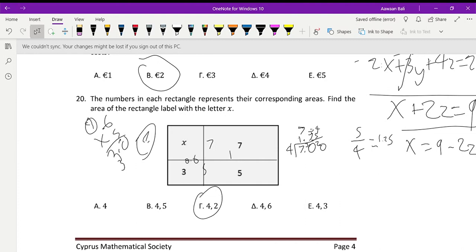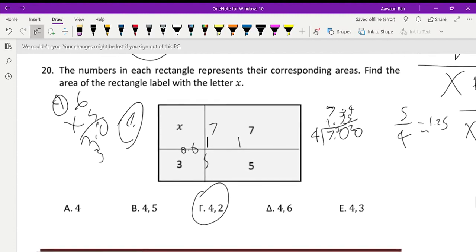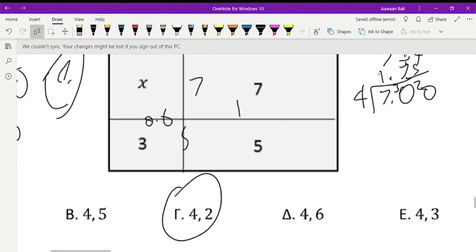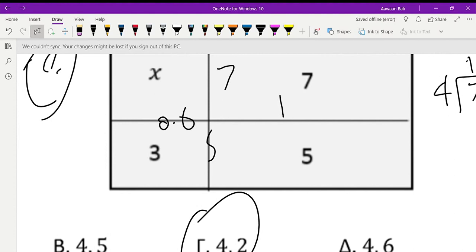But before we go to this new paper, here's the question with the answer that we didn't manage to solve last time and we can solve now. Here it says the numbers in each rectangle represent its corresponding areas. Find the area of the rectangle labeled letter X. Again, the sides have to be common factors. So let's just say we have 5 and 1.